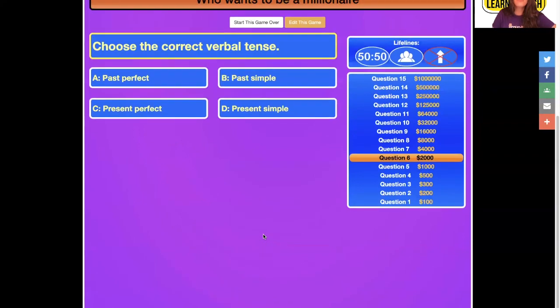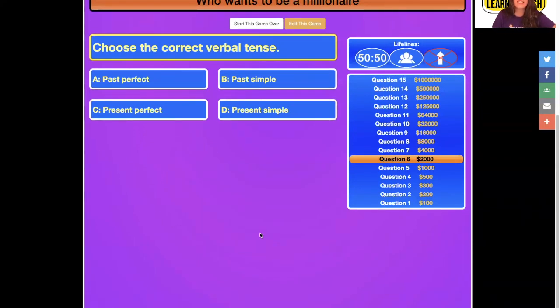Okay, let's go to number six, $2,000. Choose the correct verbal tense: past perfect, past simple, present perfect, present simple. Okay, so I don't know why the sentence doesn't appear, but okay, don't worry. So the sentence is, I have eaten a lot today.